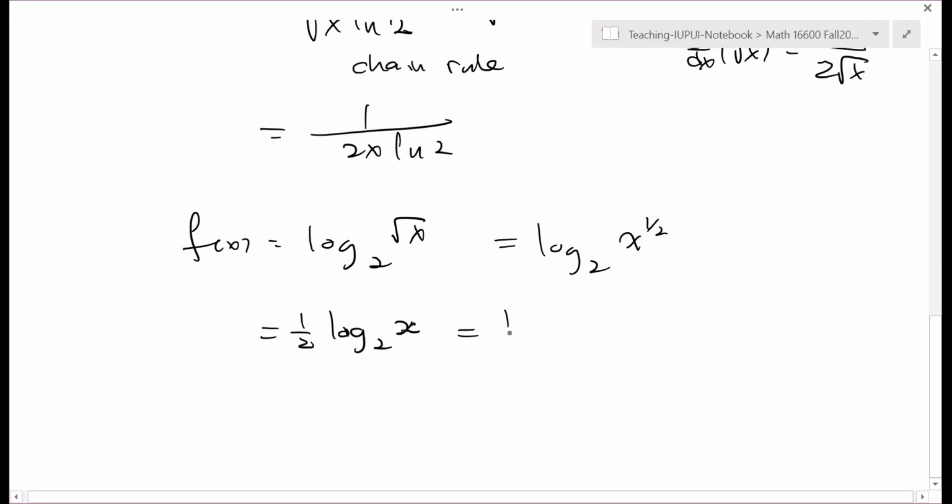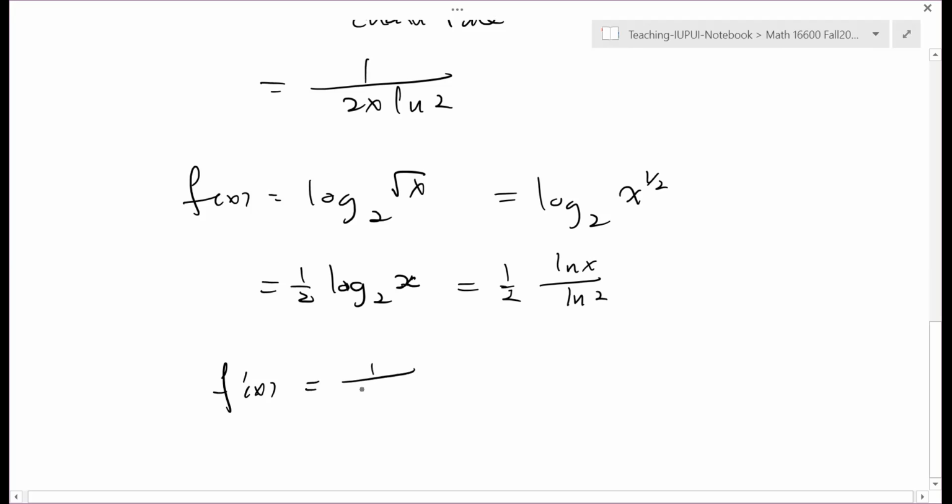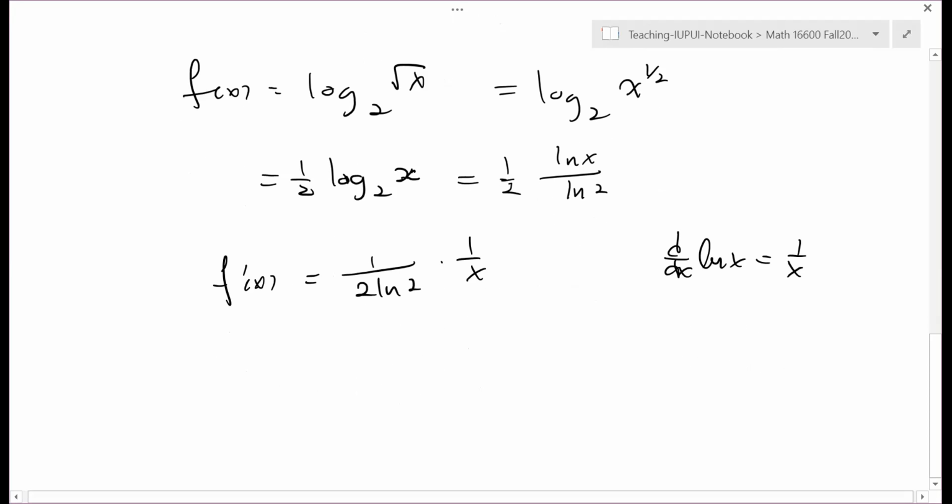So you can also express it in the following form: one half natural log x over natural log of 2. So all you have to do is just find the derivative of natural log x. It's very simple. The natural log of 2 is a constant. The derivative of natural log of x is 1 over x, because we have the simplest derivative. The derivative of natural log of x is 1 over x, and the derivative of e to the x is e to the x. So much better, right? So simplify the function first before you find the derivative.